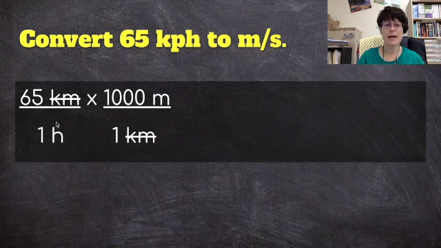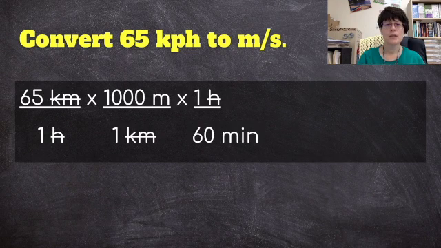Now I have to get hours into seconds. So I don't know exactly how to go from hours directly to seconds, but you know what? I know how many minutes are in an hour. I know that there are 60 minutes in an hour. So I put that into my equation. Now here, hour is on the bottom, so I have to make sure that hour is on the top so those cancel. And then my 60 minutes goes on the bottom.